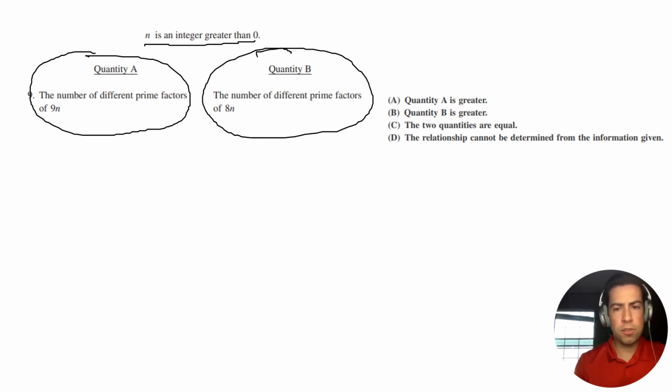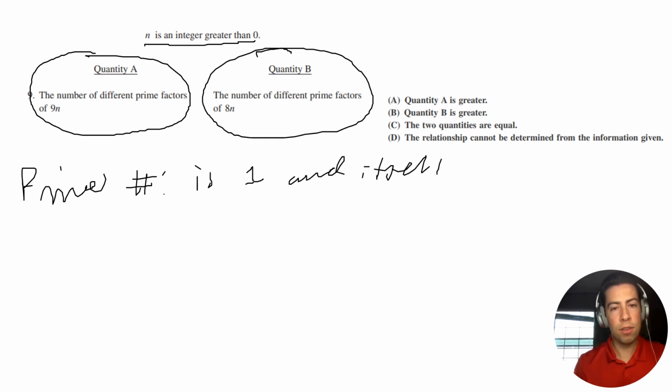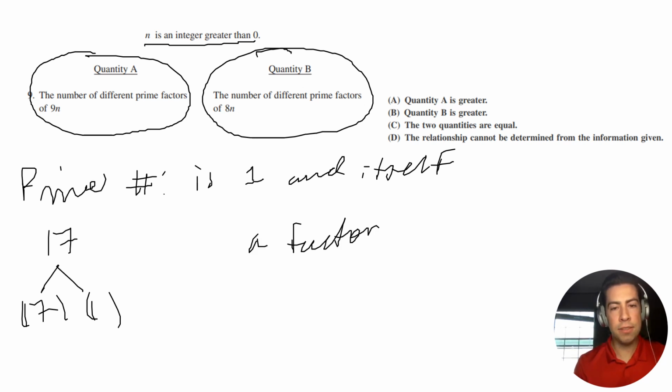All right, so guys, let's just do a little refresher. Remember, a prime number is any number whose factors are 1 and itself. All right, guys, so an example of this would be 17, right? 17 is not divisible by anything other than 17 and 1, right? So itself and 1, okay? All right, guys, so that means that a prime factor is just going to be a factor that only has 1 and itself as factors, right?